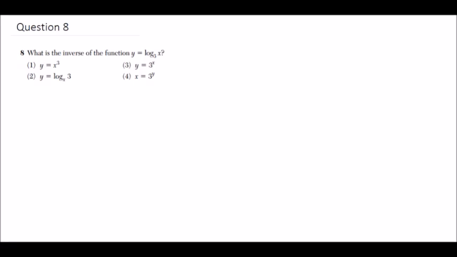This is question number 8 on the Algebra 2 Common Core Regents for January 2017. And what we have here is an inverse function question that involves some logarithms. And we do need to remember something here for logarithms, and it is a simple property of what logarithms are, and it's the definition of logarithms.